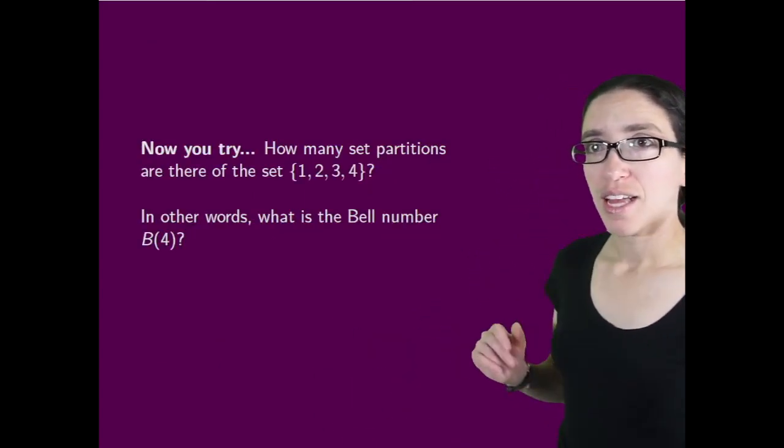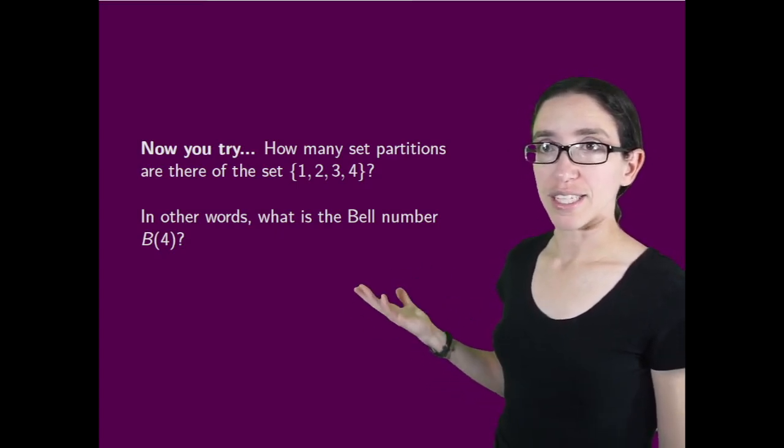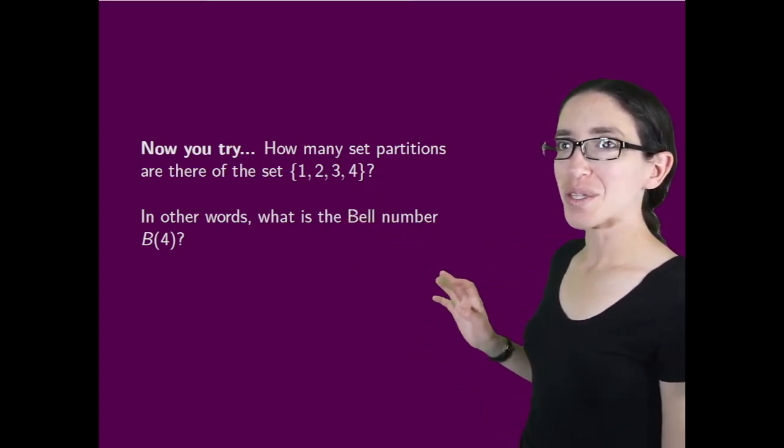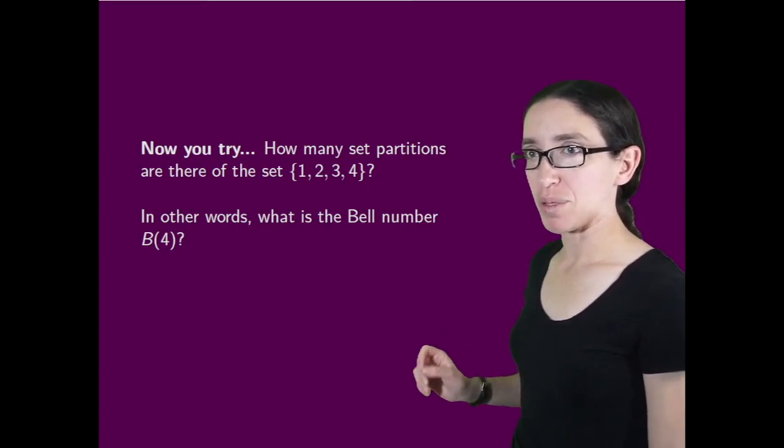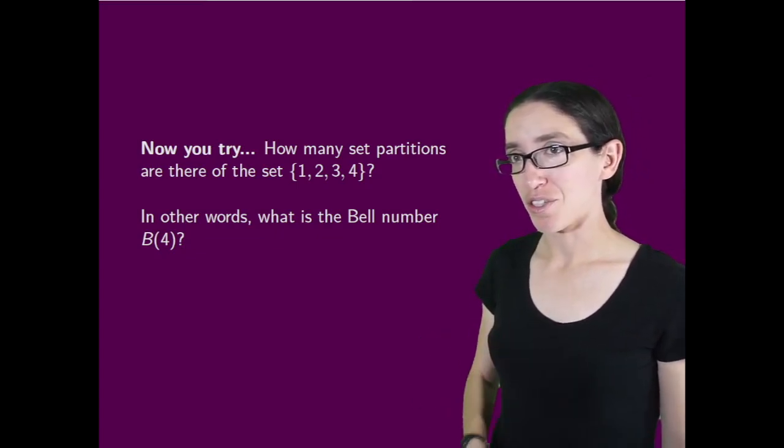And now you try: how many set partitions are there of the set 1, 2, 3, 4? So in other words, what's the Bell number B of 4? We calculated B of 1, B of 2, and B of 3, and now it's your turn to calculate B of 4.